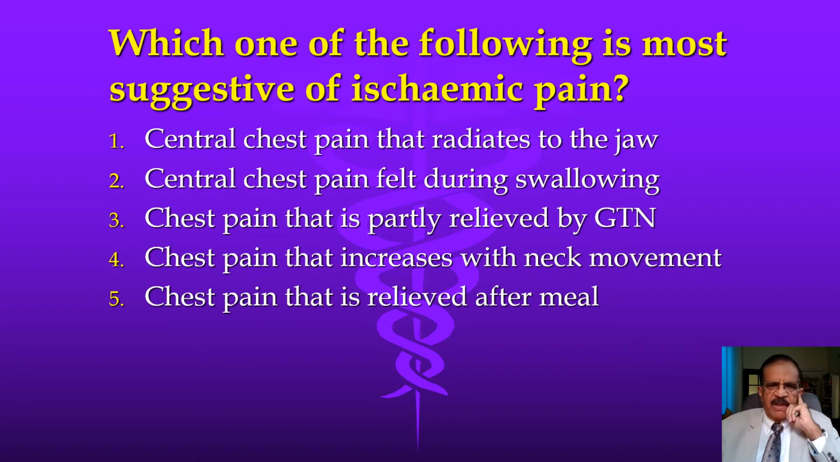Okay, let me display the answer. I'm sure many of you would have figured out the correct answer. It is the central chest pain that radiates to the jaw. That is most typical of angina pectoris. Let's take another quiz now.